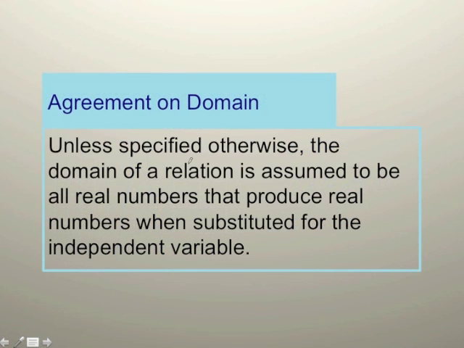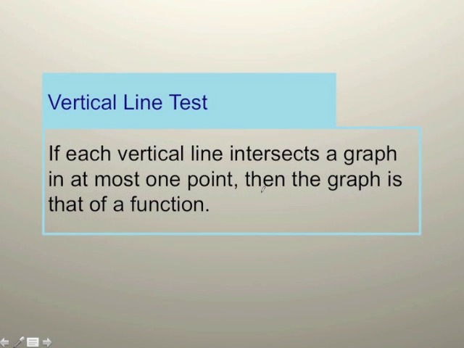Now, we're going to agree for domain, unless they tell us otherwise, that the domain of a relation is assumed to be all real numbers that produce real numbers when substituted for the independent variable. All real numbers that will produce real numbers, no imaginary y's. A handy thing for checking if we have graphs is the vertical line test. If each vertical line represented by a graph intersects the graph at most one point, then the graph is that of a function.